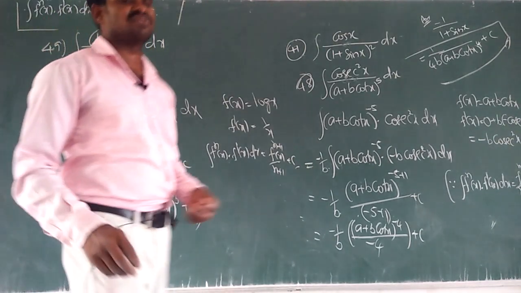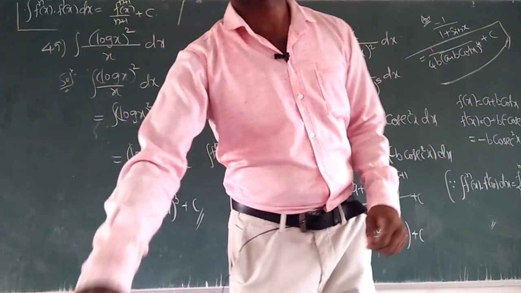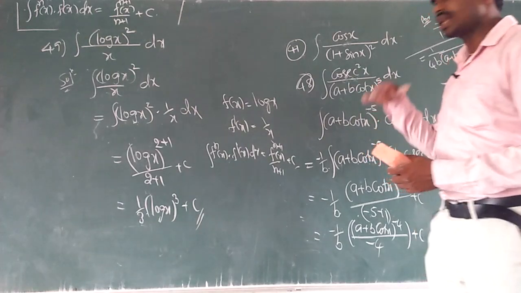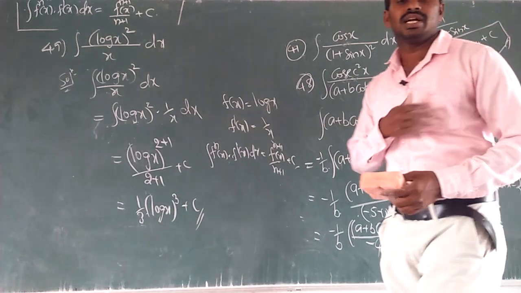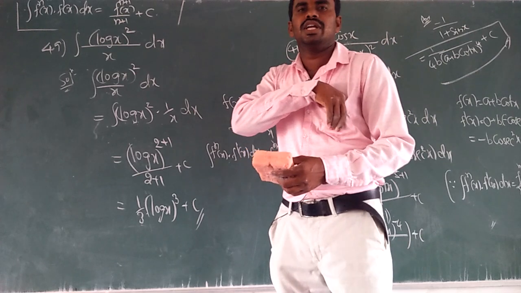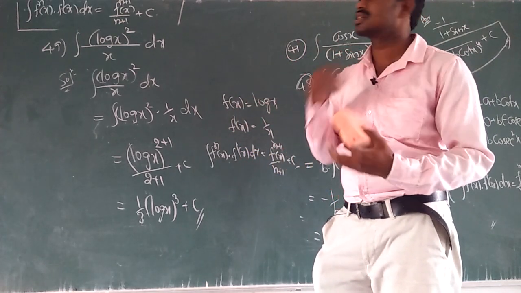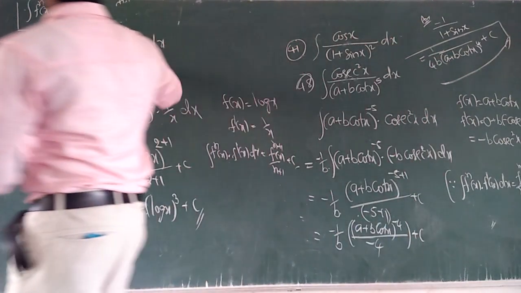And the next concept is the most important one. 99% we can expect a question about the next formula. What is that? Integration of e power x into (f of x plus f dash of x) dx. So what is the answer? What is the formula?